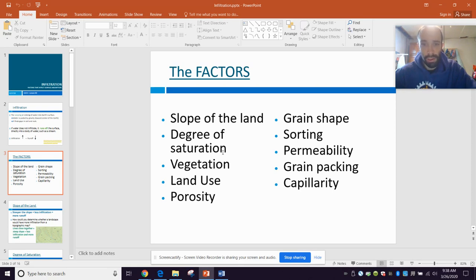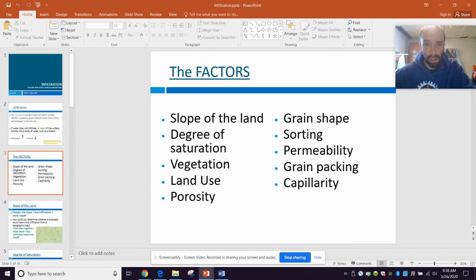So the degree of saturation is important, whether there's vegetation present, what you're using that land for. This word porosity, which we're going to talk about, the shape of the grains, in other words, the shape of the soil grains, how it's sorted, which kind of relates back to our glacier stuff. Permeability, which we're going to take a look at as well in a lab, how packed together it is, which we can look at maybe outside too. And then capillarity, another thing that we're going to refer to in a lab next week. So let's just start simple. We'll start with the basics.